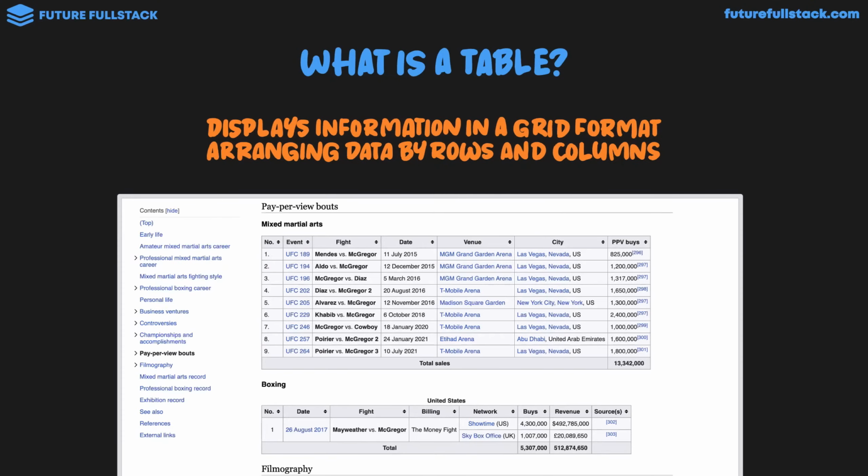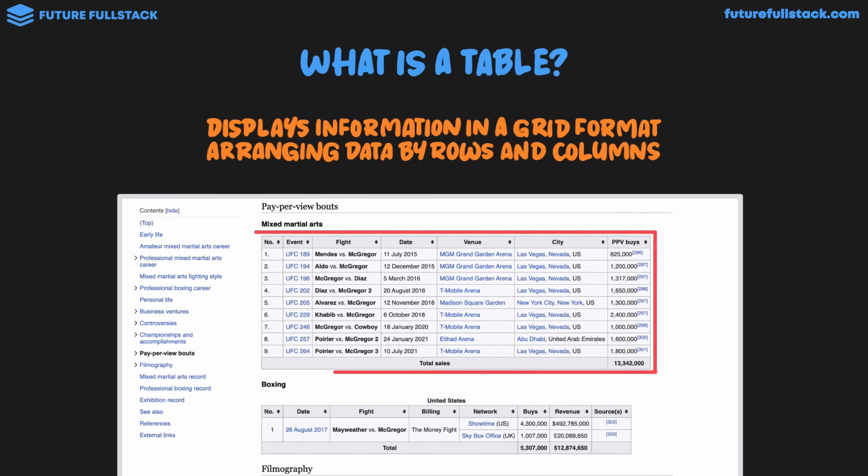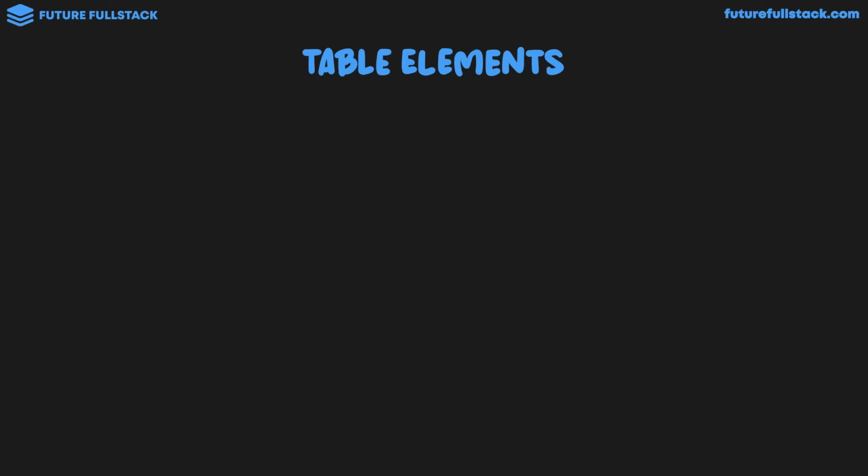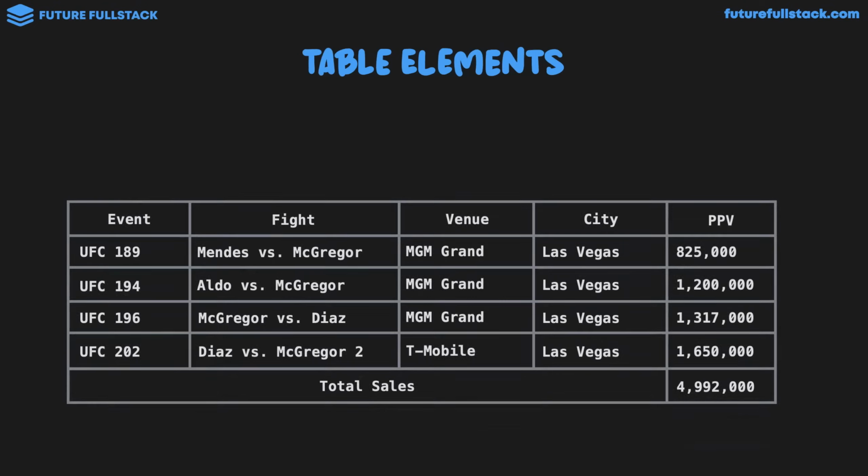Here is another table from a Wikipedia article, detailing Conor McGregor's UFC appearances. This table provides a summary of his various fights, including who his opponent was, the venue and the city, and other relevant information. Below this, there is another table outlining his short-lived boxing career, and where he made a ton of money fighting against Mayweather. These tables succinctly present Conor McGregor's performance history in both UFC and boxing. Let's now go through the various table elements by using Conor McGregor's UFC fights as an example.